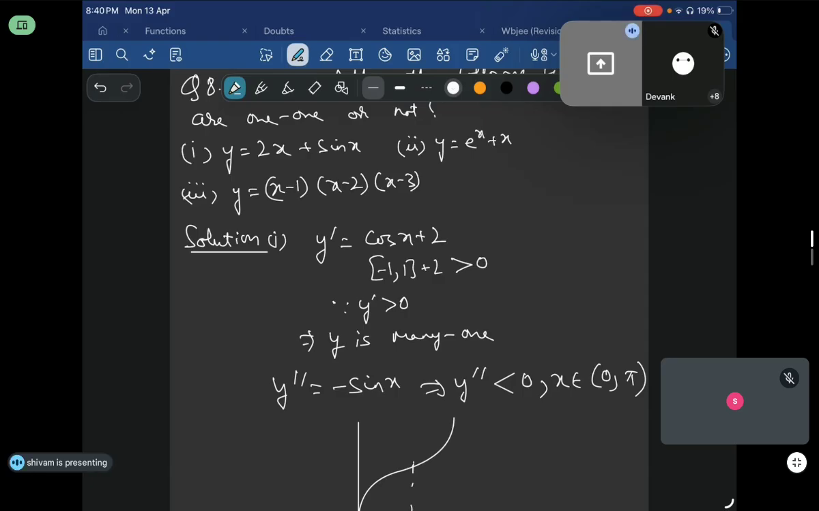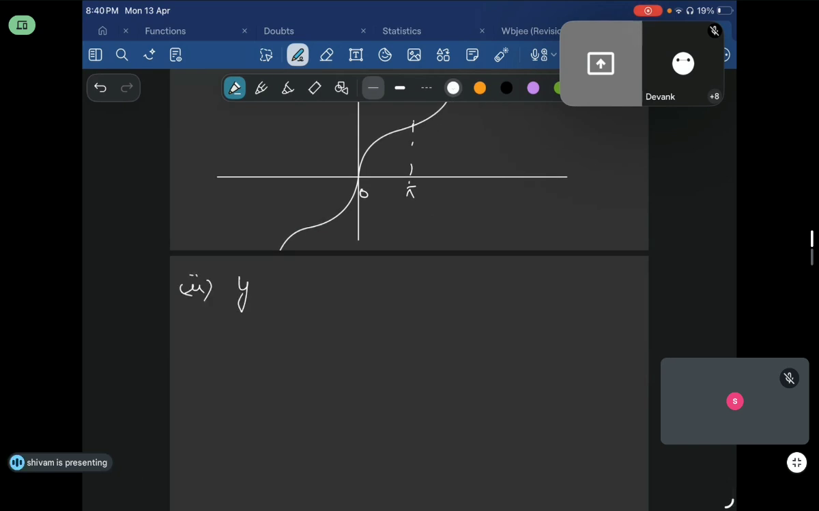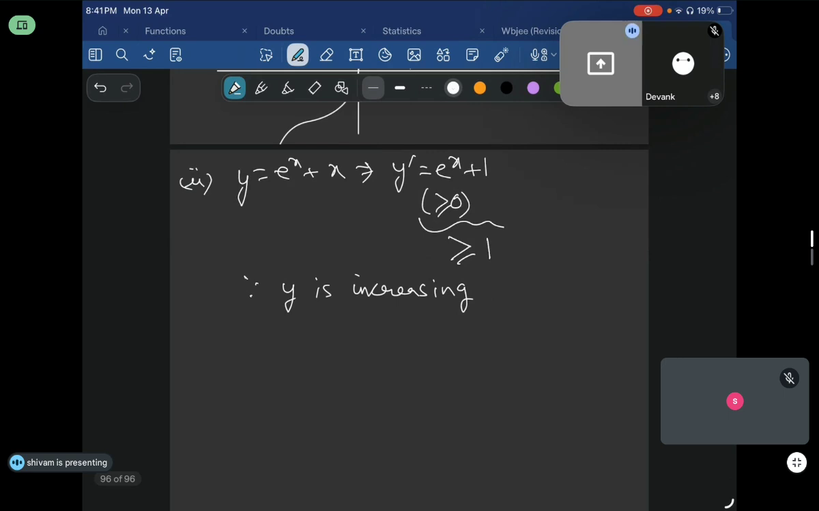Okay, part 2, everyone, pay attention. y equals e to the power x plus x. So this implies y dash is equal to e to the power x plus 1. Now over here, e to the power x is always greater than 0. This implies the whole expression is always greater than or equal to 1. Therefore, y is increasing, hence it is one-one. Oh, wait. Raktim, your answer was correct only. Therefore, y is one-one. Okay, my bad.